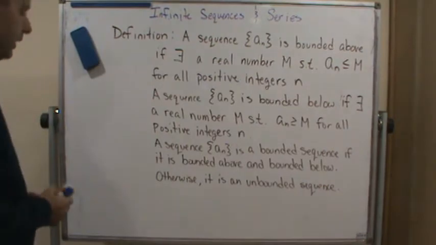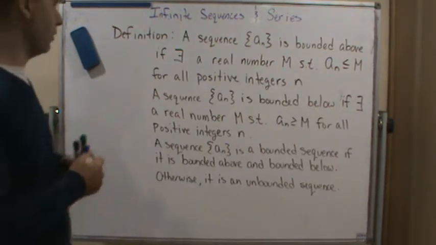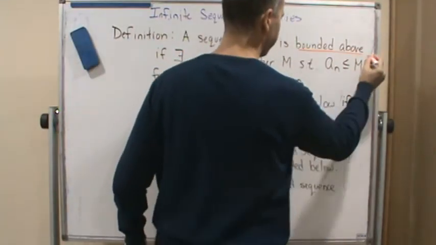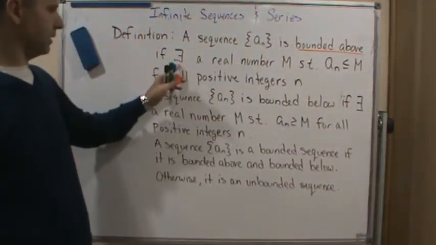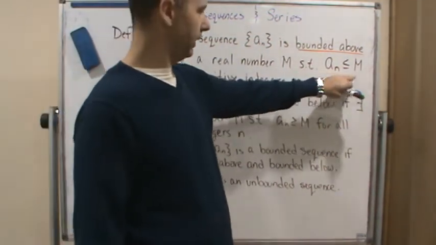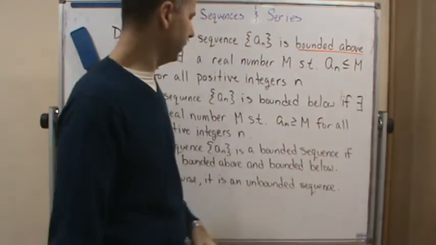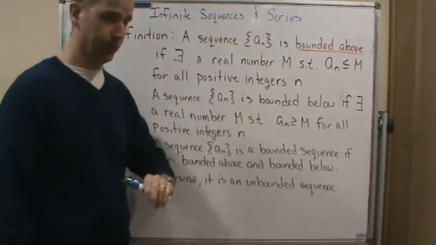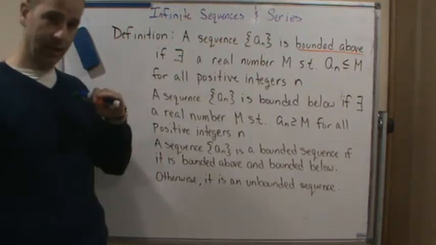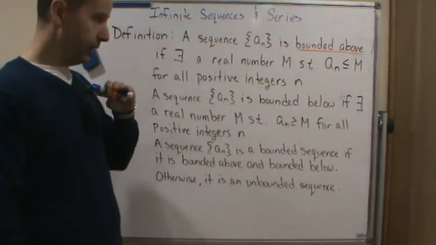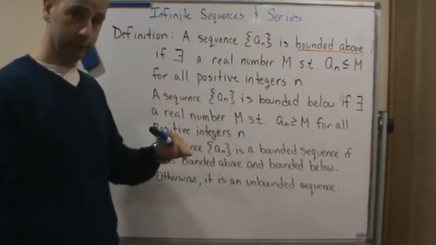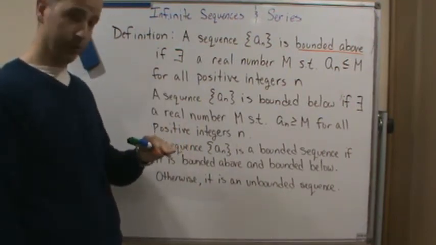So the definition says that a sequence, a sub n, is bounded above if there exists a real number m such that the nth term is less than or equal to m for all positive integers n. So that's what it means to be bounded above. Okay, it means that there is a number that the sequence will never go above. Okay, for all positive integers n.